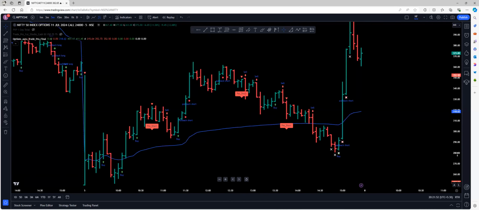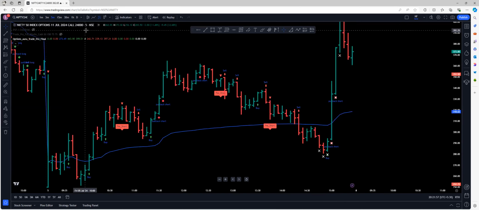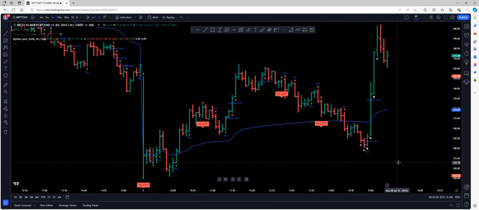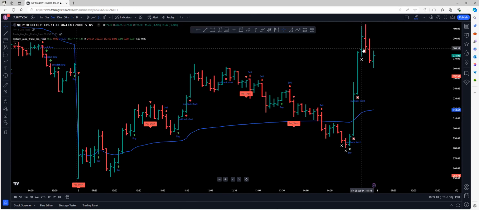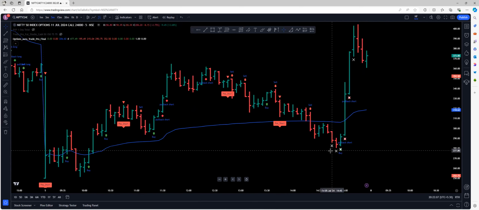At one particular point of time, you are getting an exit signal for this option. Okay, so nowhere else would you see this exit option. You can see here, before this big move, this option gave you an exit signal. This cross indicates an option exit signal. So if you are short, you have to exit on this particular bar.